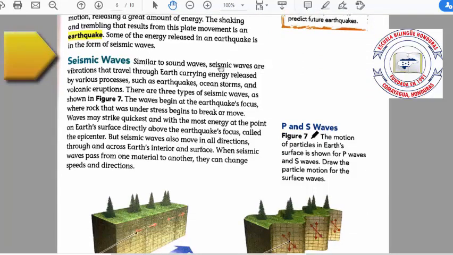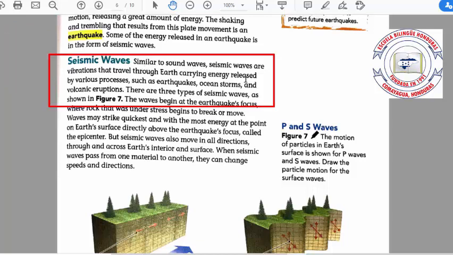Similar to sound waves, seismic waves are vibrations that travel through Earth carrying energy released by various processes, such as an earthquake, ocean storm, and volcanic eruption. There are 3 types of seismic waves. You're gonna see them in Figure 3.